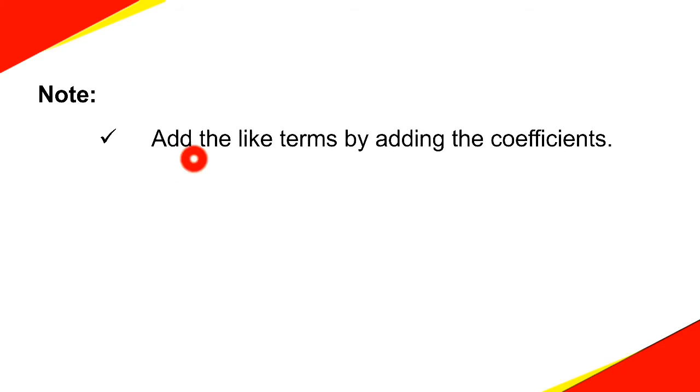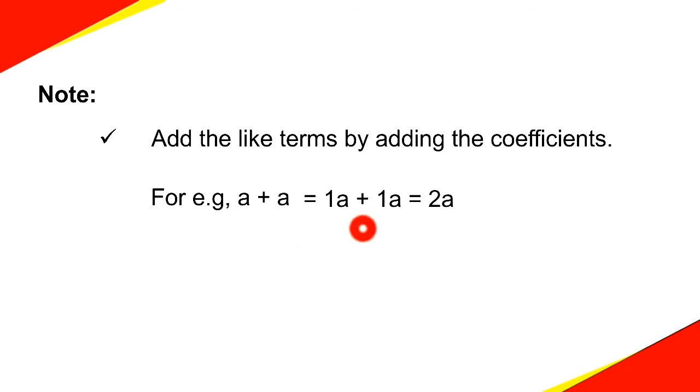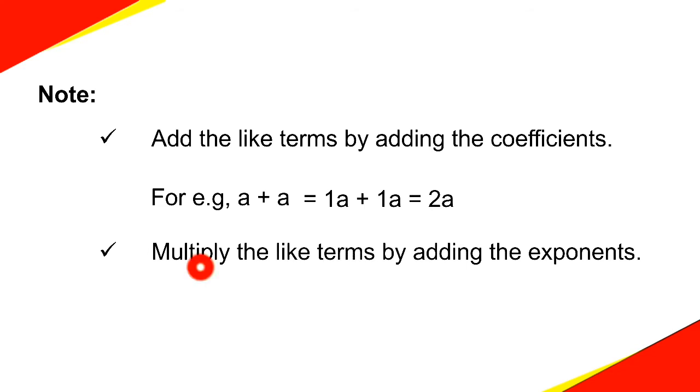Note, add the like terms by adding the coefficients. For example, a plus a is equal to 1a plus 1a is equal to 2a. Multiply the like terms by adding the exponents. We are going to see some examples.